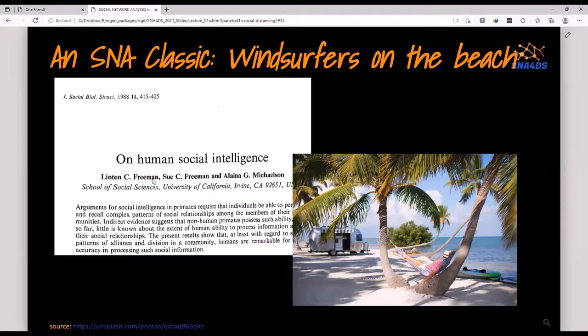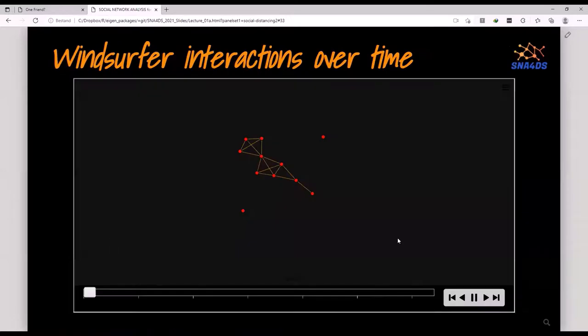What they were mainly interested in was whether people actually knew the structure of the community that they were part of, and that's what they call social intelligence. But one of the things they also realized was that there are several subgroups within that windsurfer community. They collected the data and studied it over 31 days of observations. It's very painful to have to spend a month on the beach pretending to do academic research, but that's what they did.